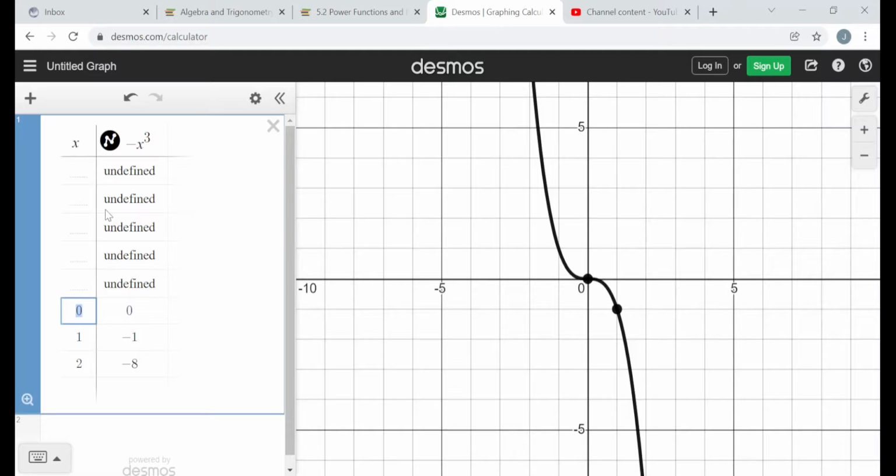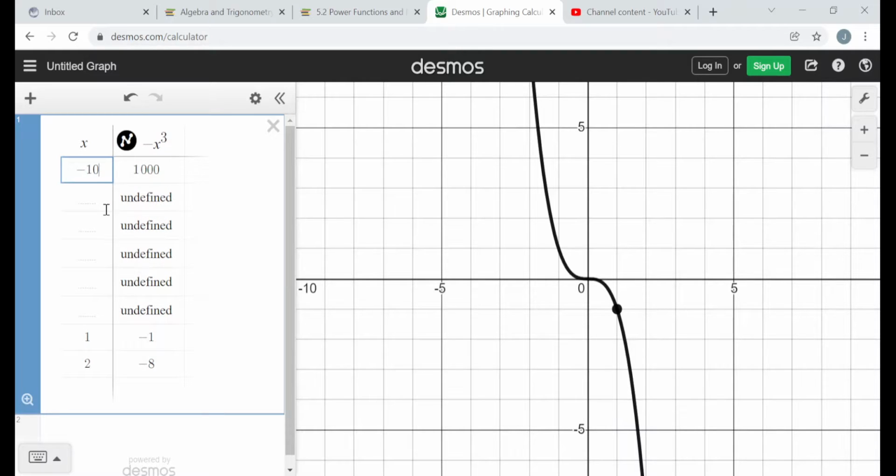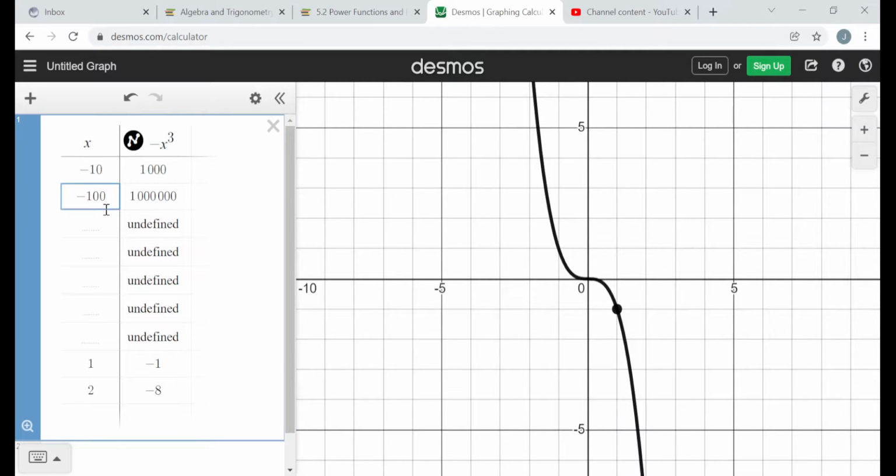Okay, so going back to the top here. Now what about the other way? What happens as x goes to negative infinity, as you go to the left? So what about negative 10? You see the output's positive 1,000. And then negative 100. Go to the left even further. The output's positive 1,000,000. Even bigger positive.